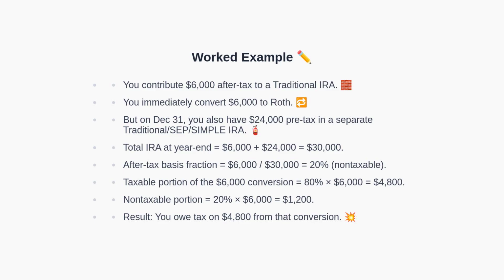Here's a simple numerical example. You contribute $6,000 after tax to a traditional IRA and immediately convert $6,000 to a Roth. However, on December 31st, you still have $24,000 of pre-tax money in another IRA. The total aggregated IRA value is $30,000. Your after-tax basis fraction is $6,000 over $30,000, or 20%. Therefore, only 20% of your conversion is non-taxable. The remaining 80% is taxable, which equals $4,800. This is the essence of the Pro-Rata Rule in action.